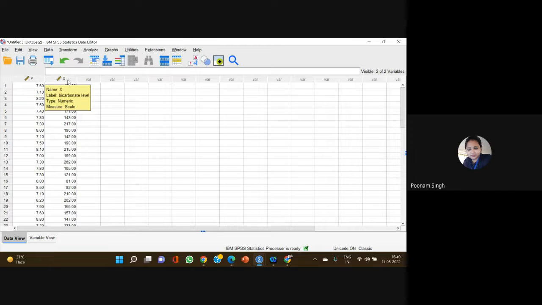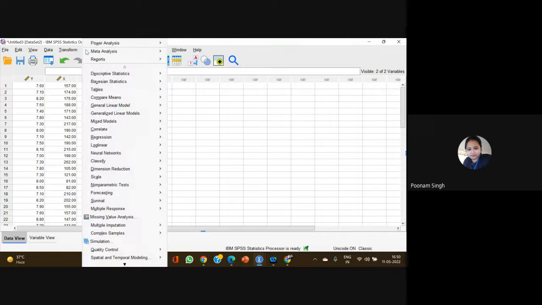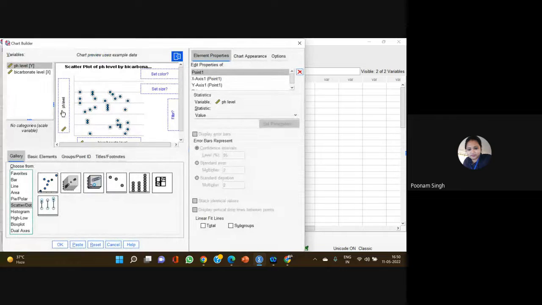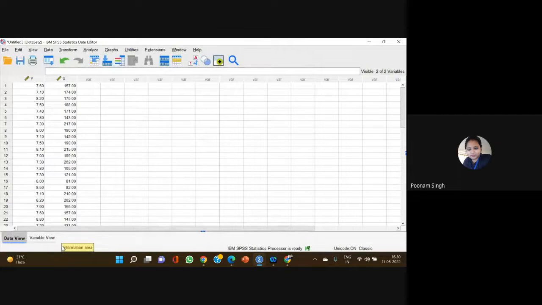Okay. So we will start with a scatter plot. First of all, we will check all the assumptions one by one. Okay. Then we will check the regression. Okay. Analyze. No, we want to draw the scatter plot. So we have already drawn the scatter plot for this. No matter. Okay. So this is your scatter plot.